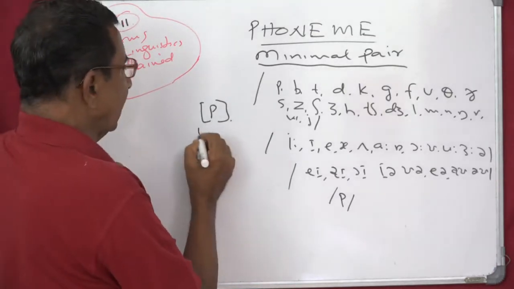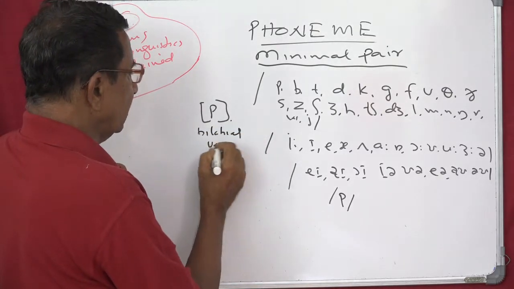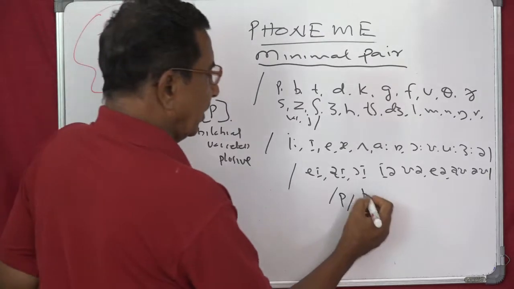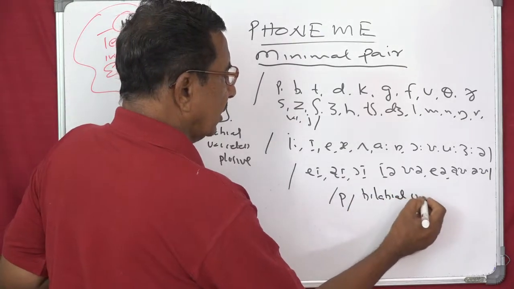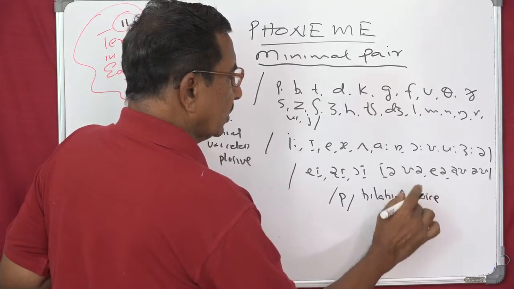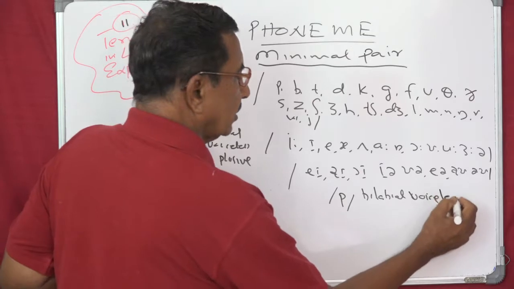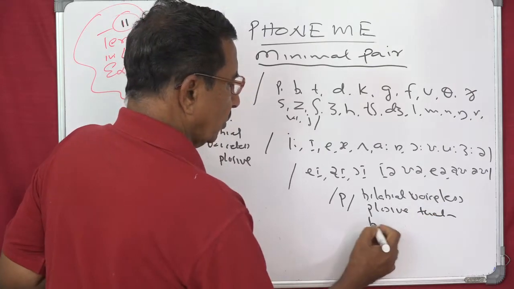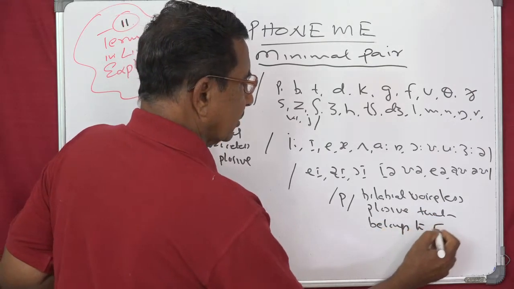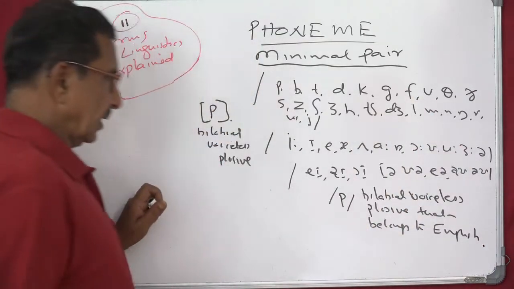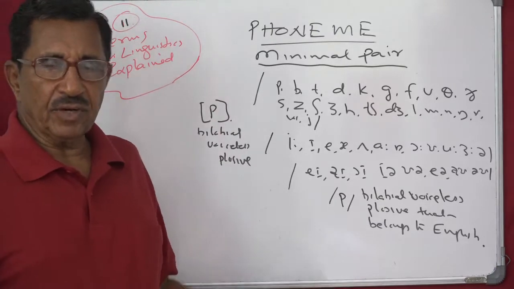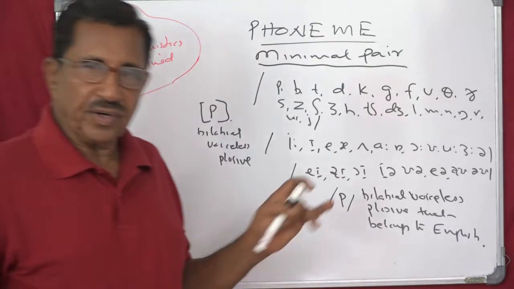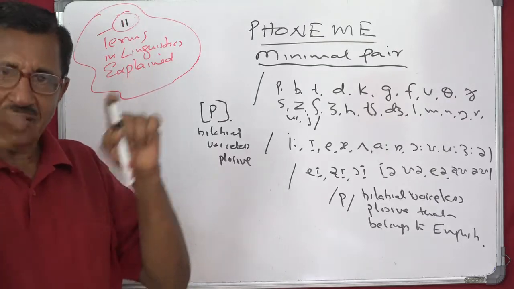This means this is a bilabial voiceless plosive. That's all. But here it means a bilabial voiceless plosive that belongs to English. So that is the difference. This is a phonetic symbol, this is a phonemic symbol. Phonemic symbols and phonemic transcriptions are always written within slashes, but phonetic symbols and phonetic transcriptions are written within square brackets.